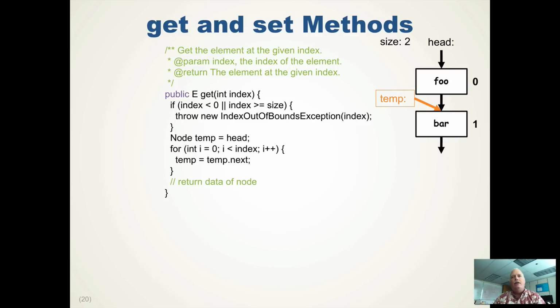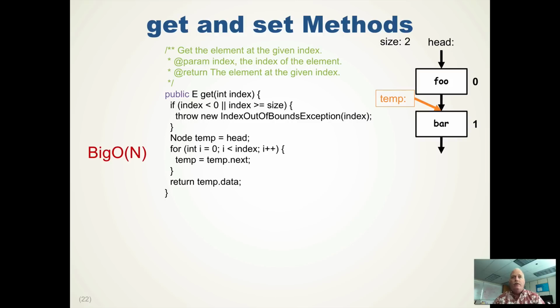And I say I need to return the thing, not at temp, because temp is a node. I need to return temp.data. So I return the E stored in my node. Remember the return types, very important. We don't return nodes. Nodes, the outside world doesn't know anything about nodes. We, as the implementers of our linked list, know about nodes.